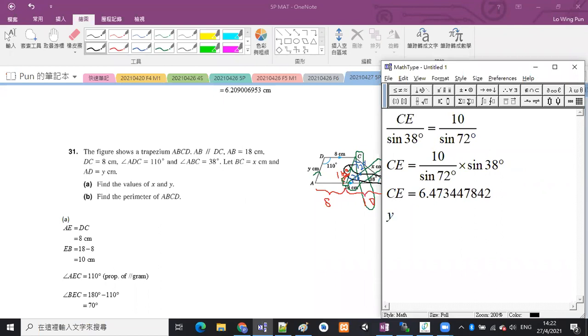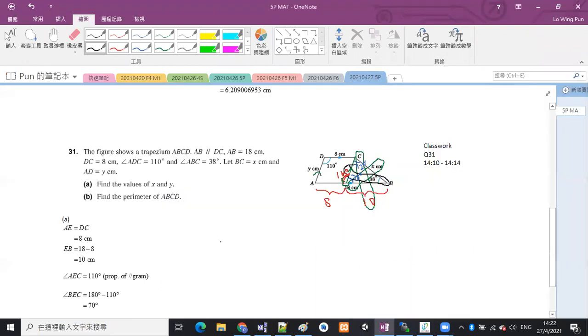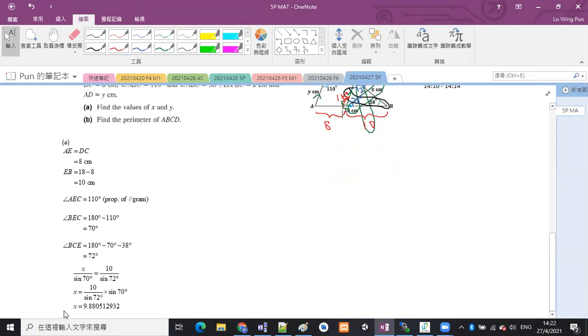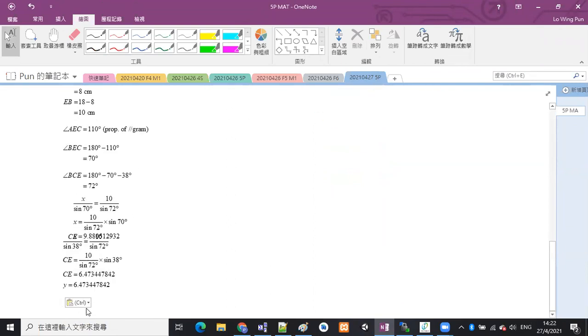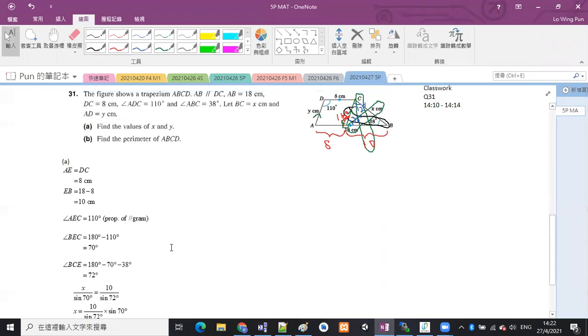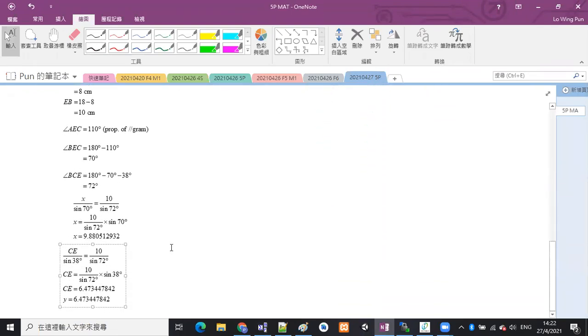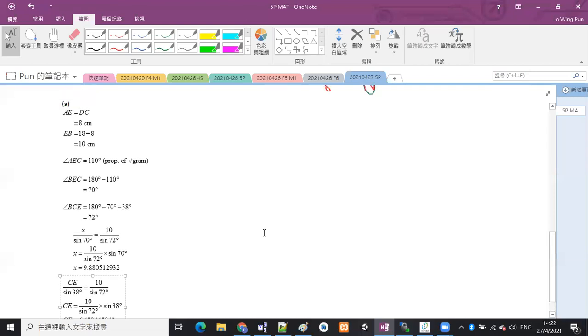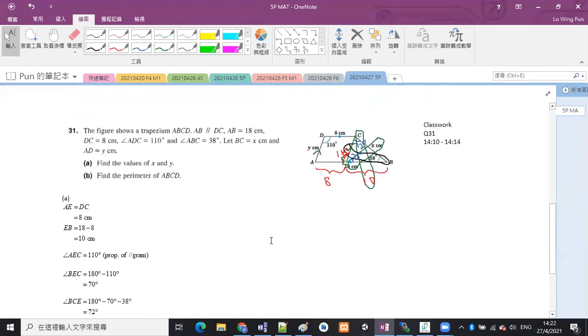Okay, which means that y is equal to 6.4734477842, or just 6.47, correct to 3SF. Okay, and this is part A. This is part A. Finally, part B.